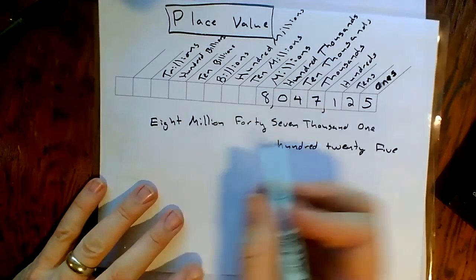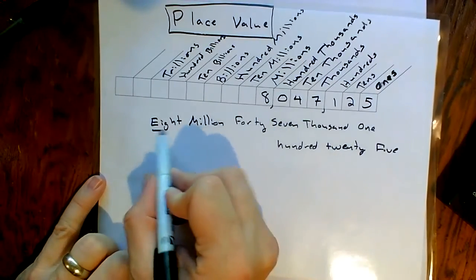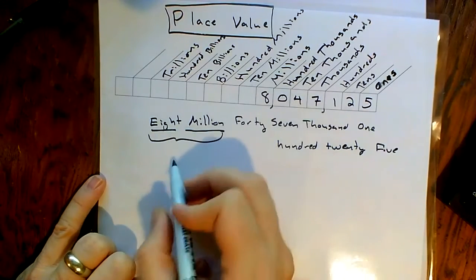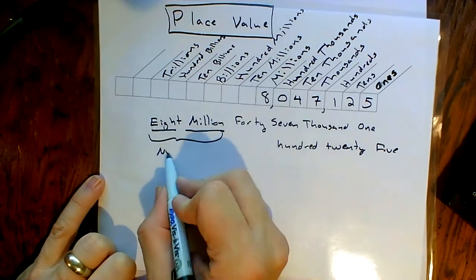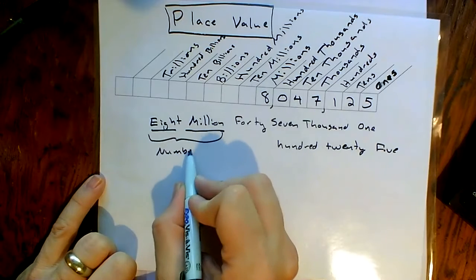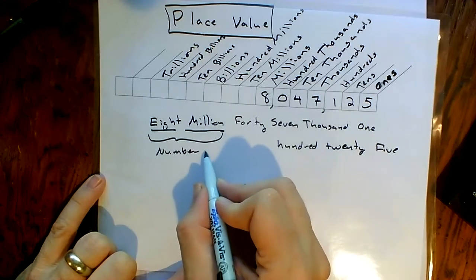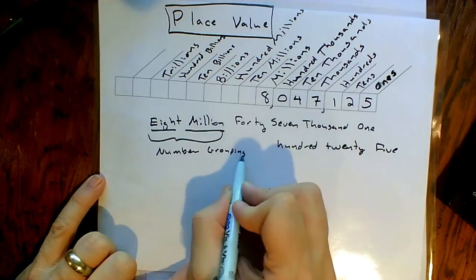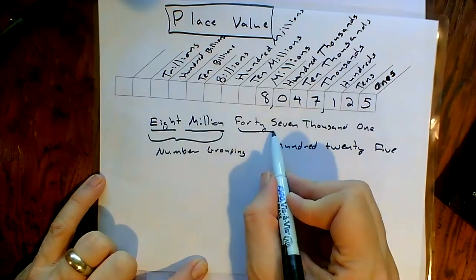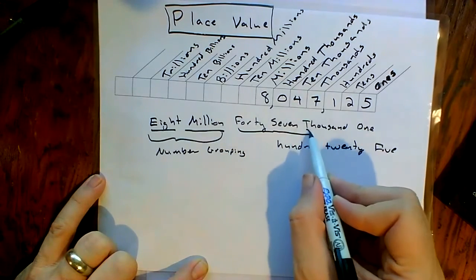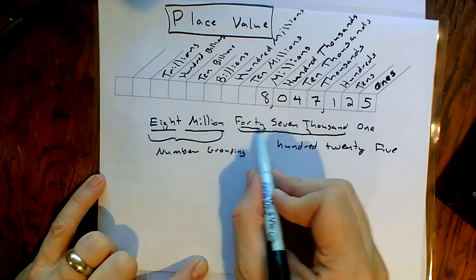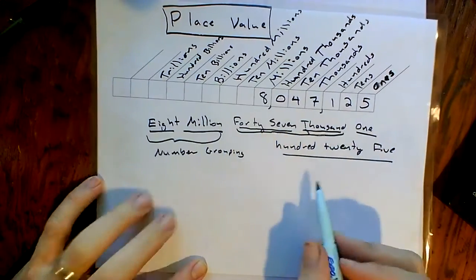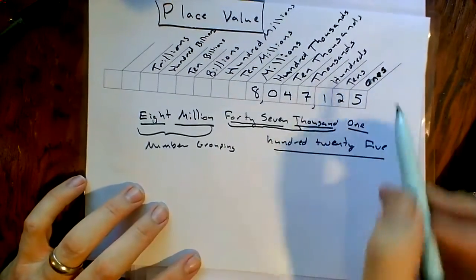So we start by saying the number followed by the grouping. So it's the number and then the grouping. So 47,000: 47 is the number and then the grouping. 125: we don't say that on the ones.